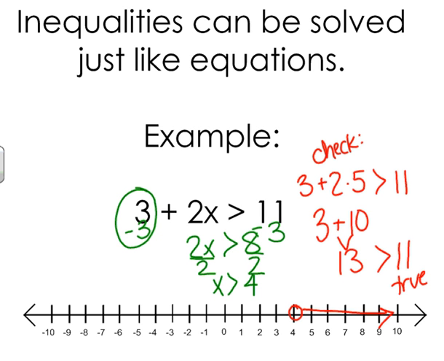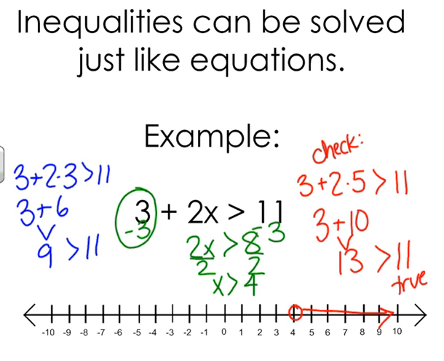Just to contrast, if I picked a number that was less than 4, let's say 3, and I substituted that in, now when I solve, I'm going to get 3 plus 6, which is 9, and 9 is not greater than 11. So that's false. That means I am not going to shade the side that has 3. So that means on the number line, open circle at 4, all of the numbers going to the right with an arrow on the end.